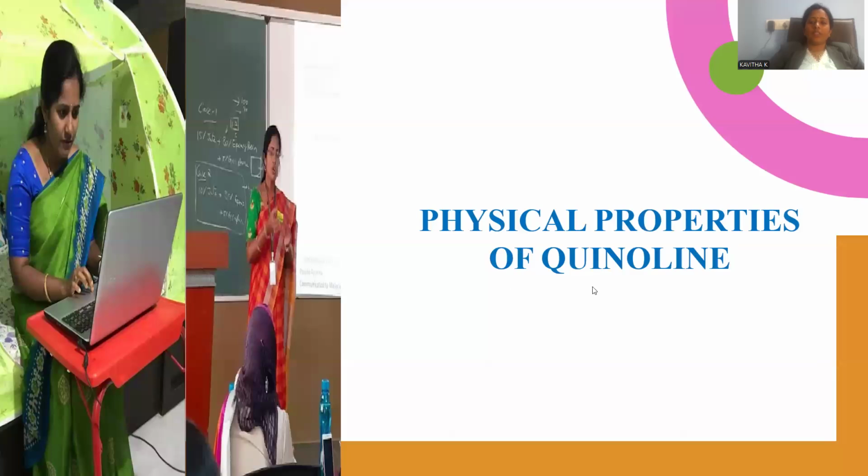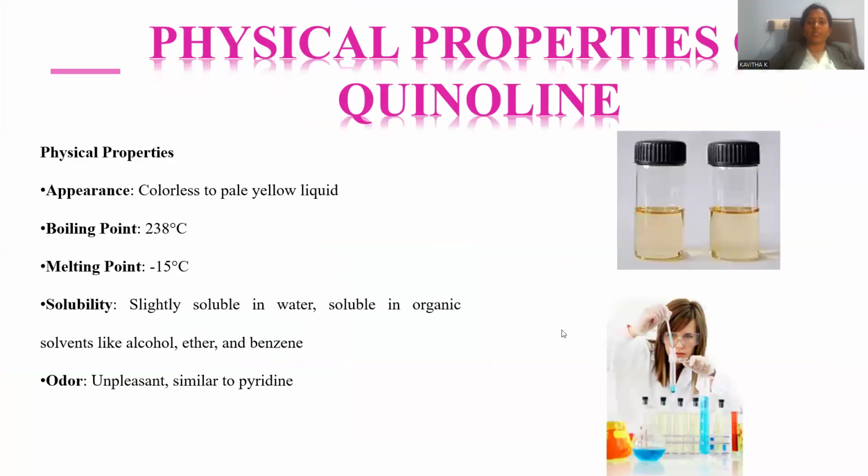Let me discuss the physical properties of this quinoline molecule. So what are the important physical properties of quinoline to be discussed? It appears as a colorless or pale yellow liquid. The yellow color liquid is clearly observed in this small cuvette, and it boils at a temperature of 238 degrees centigrade, so we can conclude this liquid is non-volatile in nature, and the melting point is -15 degrees, so at room temperature it is conveniently a liquid itself.